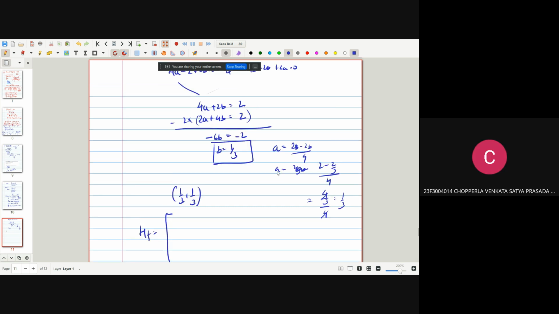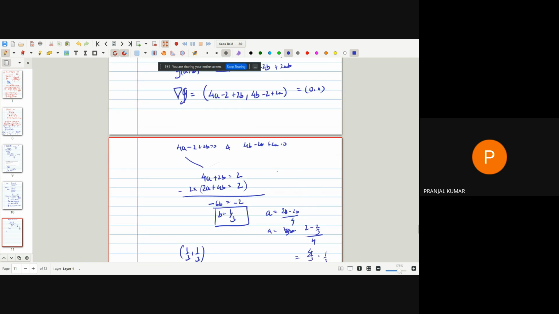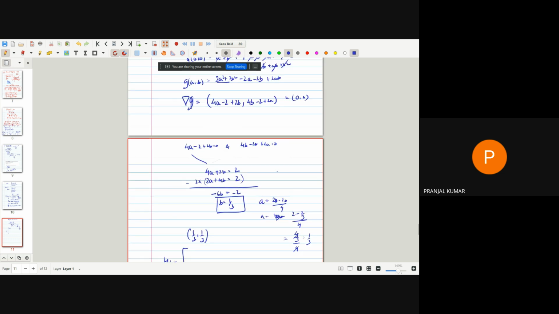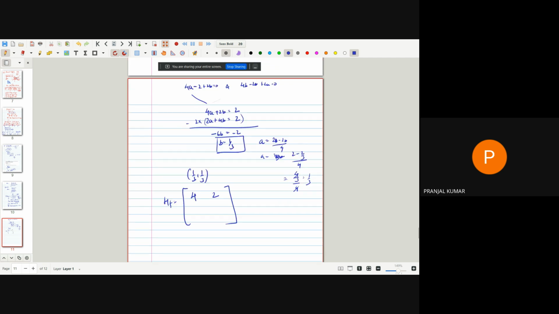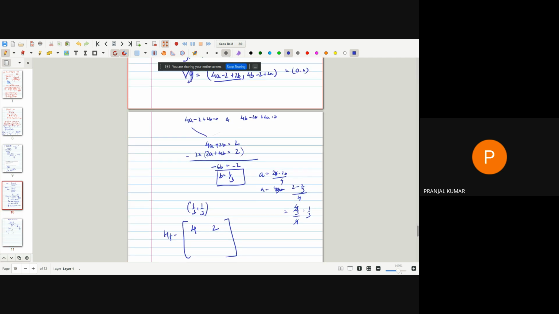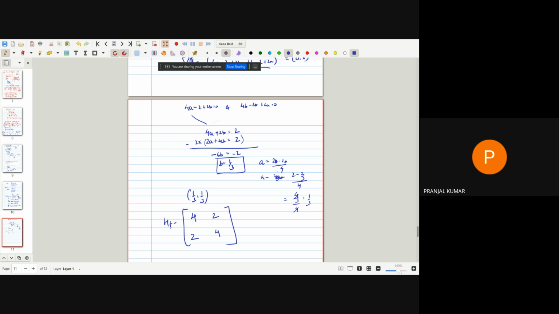Okay, so we are not done yet. What you have to do is calculate the Hessian matrix also. So 4, then you will have 2. I am differentiating this with respect to a. So 4, and you will get 2, and here you will get 2, and here you will get 4. So what is the determinant? Determinant is greater than 0, and the first value is positive, and 4 is greater than 0. So it is a minima.